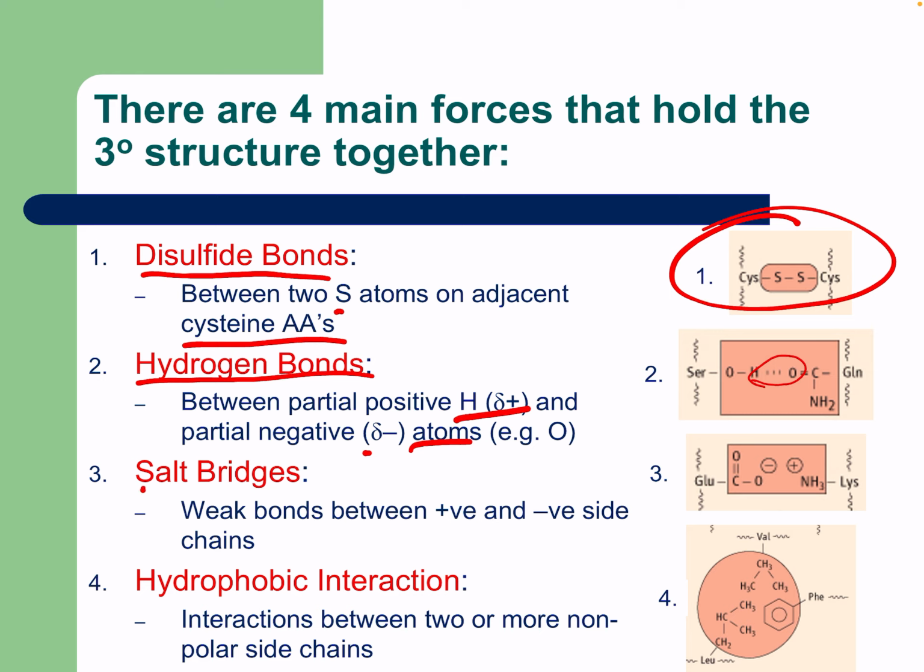We also have salt bridges, which are weak bonds between positive and negative side chains. So here it's a weak bond between both positive and negative side chains. You can also have hydrophobic interactions, where it's an interaction between two or more non-polar side chains.